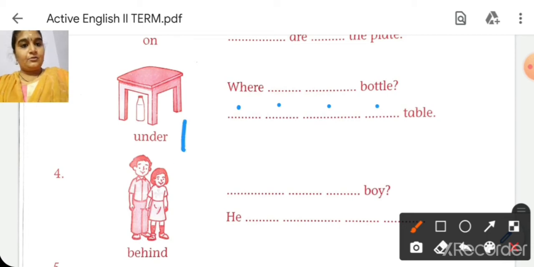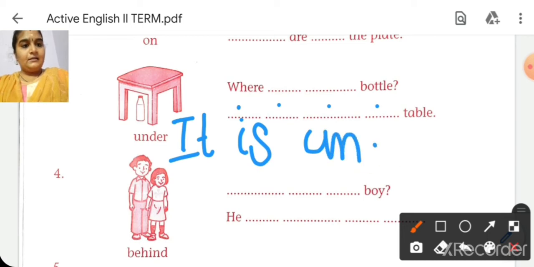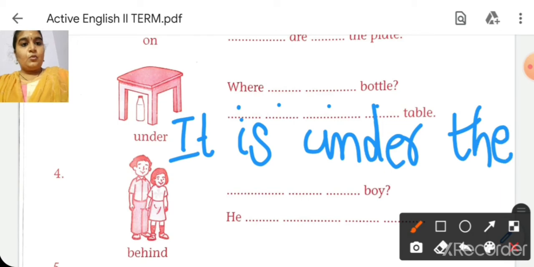I will write it below. It is under the, okay? 1, 2, 3, 4. So we have 1, 2, 3, 4 dash. It is under the table. Yes. Where is the bottle? It is under the table. Next one.